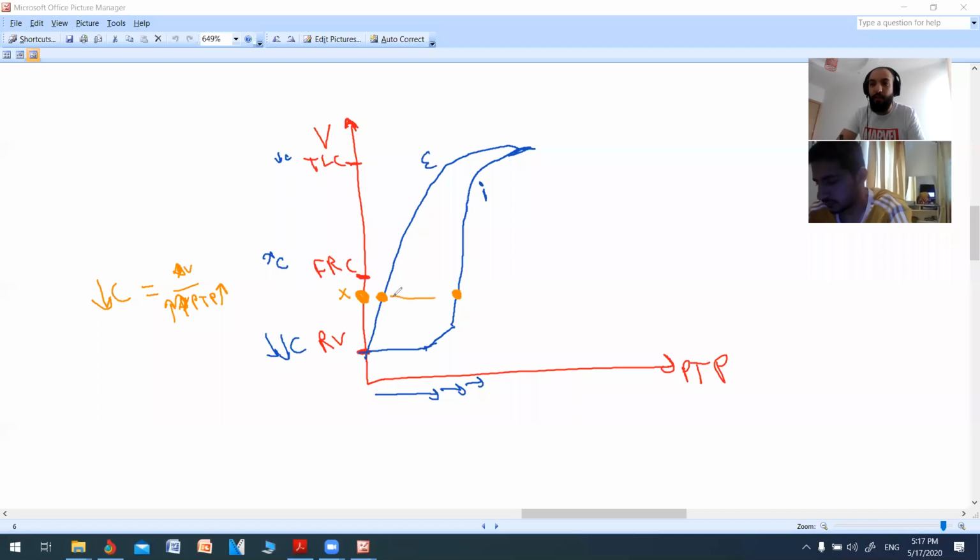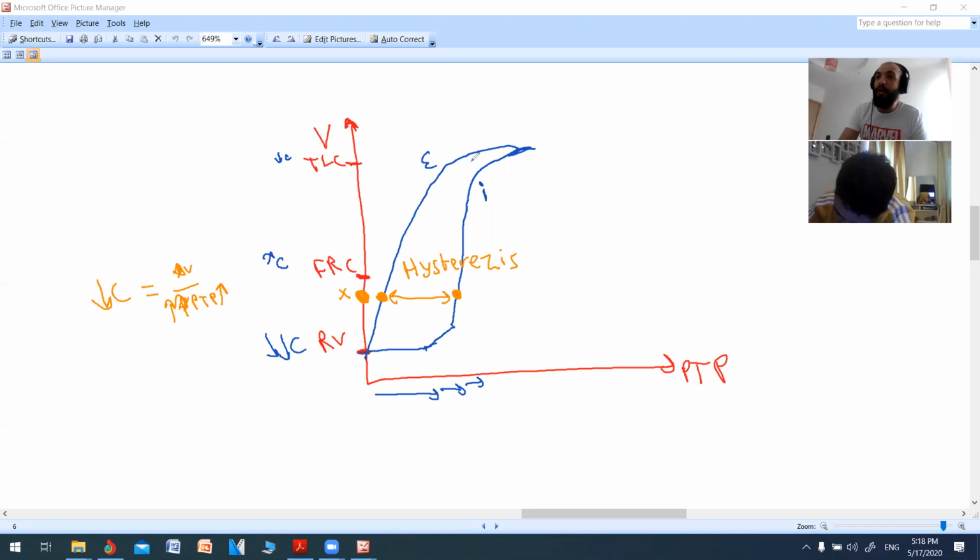This difference between the two compliance curves of inspiration and expiration is called hysteresis. So hysteresis depends on PTP or not? Yes, because it's the difference of PTP from inspiration and expiration. So it's the difference of the compliance from inspiration and expiration. Is it clear?